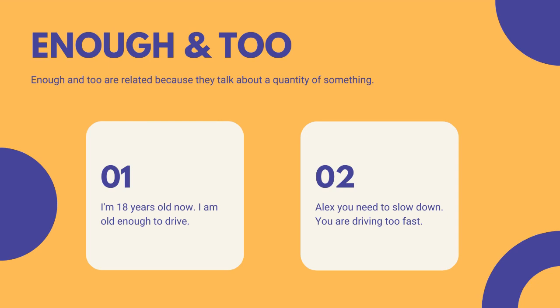Too also talks about a quantity or an amount of something. So in the example sentence we saw, the person was driving too fast. The speed that he was driving was more than necessary or was needed. He should slow down. You see. So it's usually talking about quantity of something. Enough means it's good, it's sufficient. Too usually means more than sufficient, more than enough.